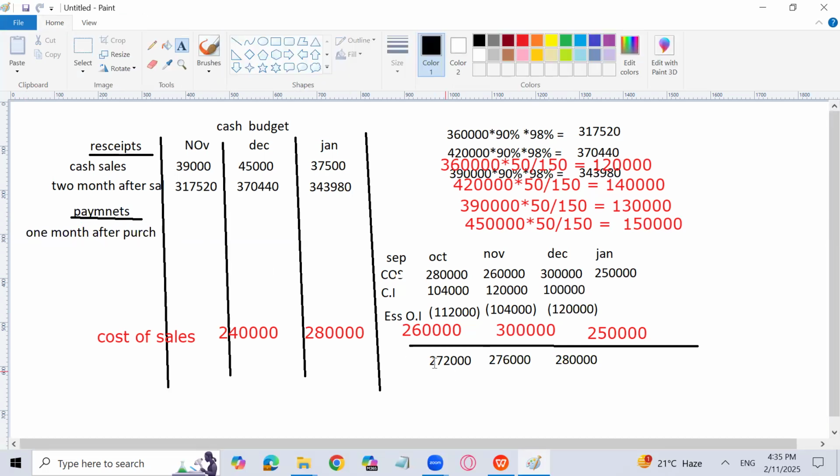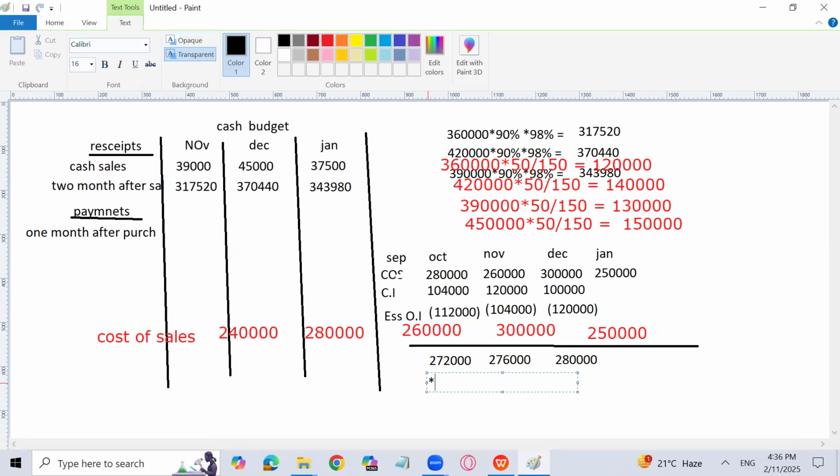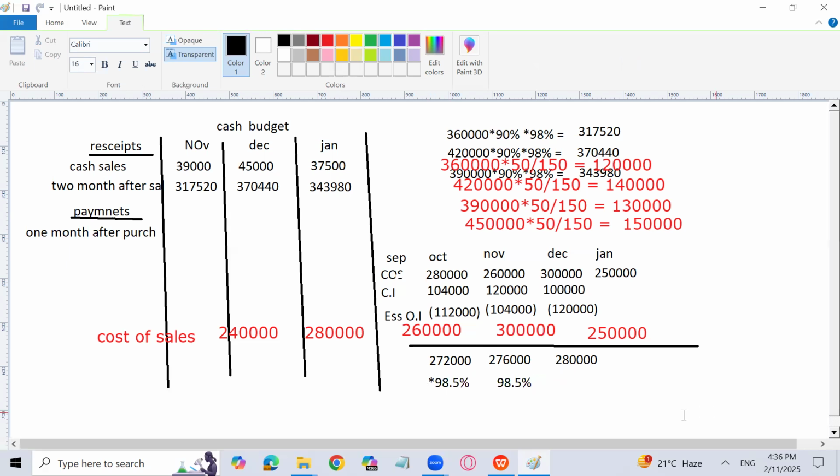Okay. So the October purchases is supposed to be paid in the November after 1.5% discount. So what I will do, 2,72,000 into 1.5%, and I will subtract it from 272,000. Or we can do fast, 2,72,000 multiplied by 98.5%. That is also fine. Here also I will write 98.5%, and also I will write 98.5%.